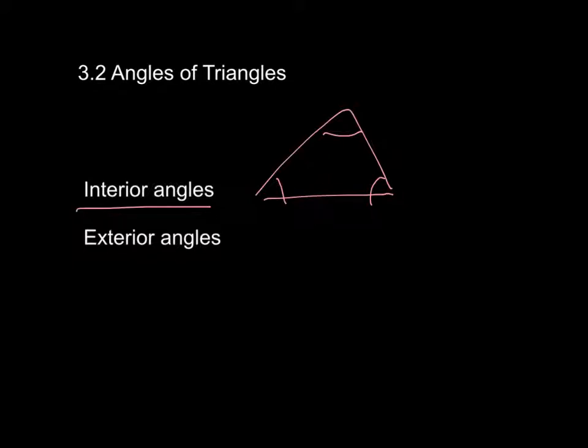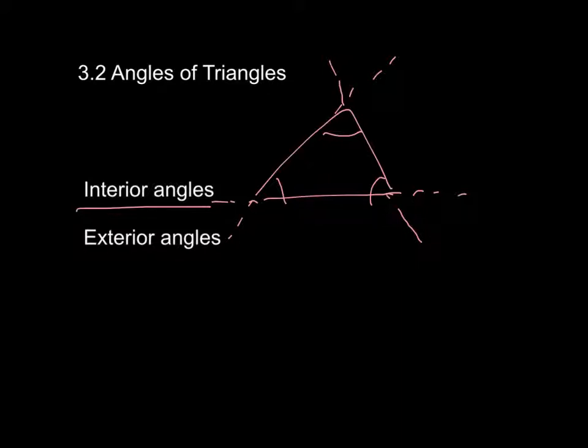When the sides of a polygon are extended, other angles are formed. So if we extended these sides, and you would extend all the sides, all the lines. When the sides of the polygon are extended, other angles are formed. The angles outside the polygon that are adjacent to the interior angles are called exterior angles.